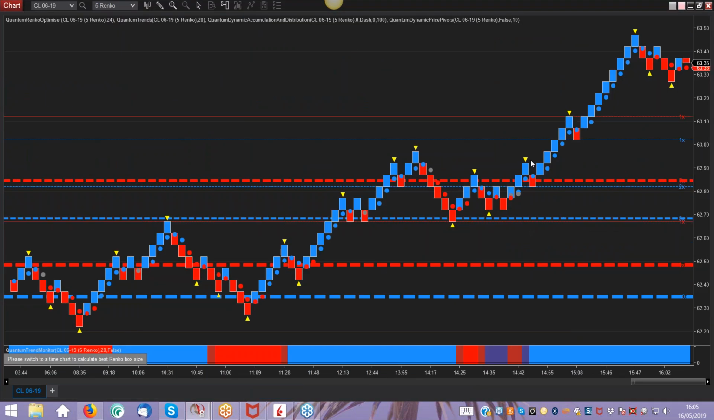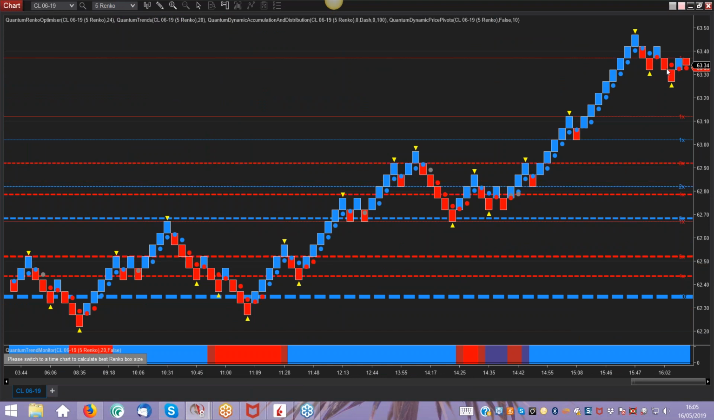And drop down onto the Renko. The trend dots have rolled, they've gone into red. We were in a transitional phase, we've gone through that transition, we're into red now, but the trend monitor here is still blue.